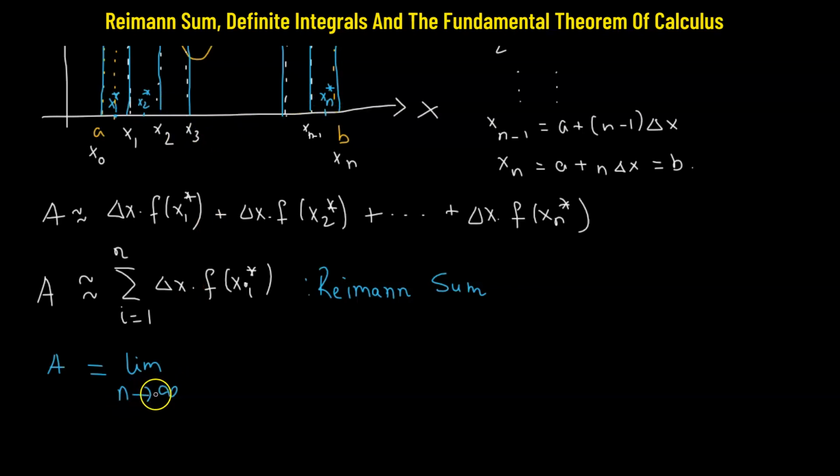So that means the higher the number of rectangles, the closer the value of this sum, the Riemann sum, will be to the original area. So this is the Riemann sum, and this will help us to find out the area under the given curve for the interval a and b.